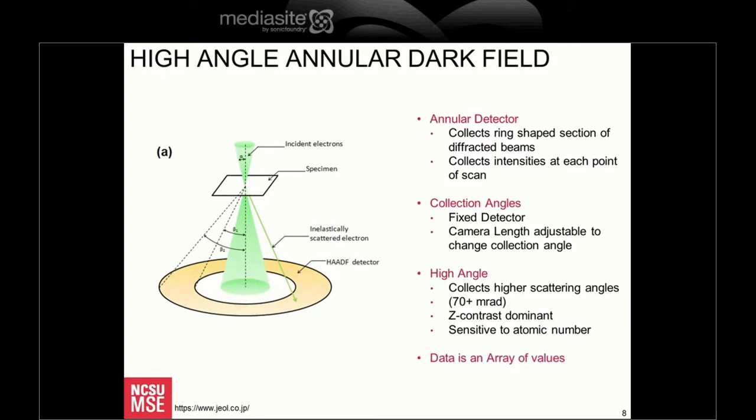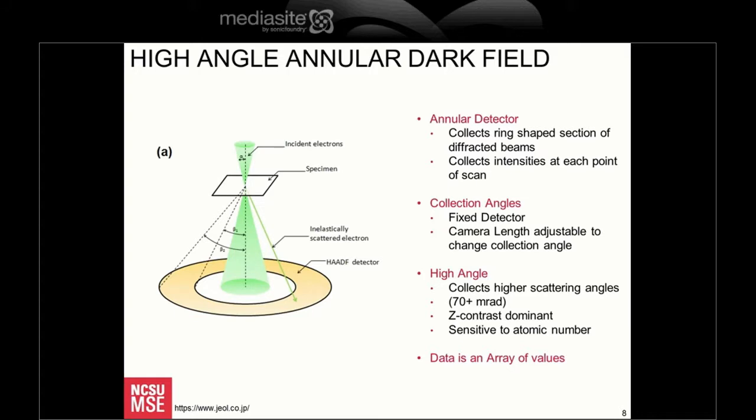After the beam has passed through the sample, we can then begin image collection. One method is high-angle annular dark field imaging. This method uses an annular or ring-shaped detector, and at each point, the electrons striking that detector are simply counted and reported as an intensity. The collection angle is fixed, as the detector is a simple solid piece.